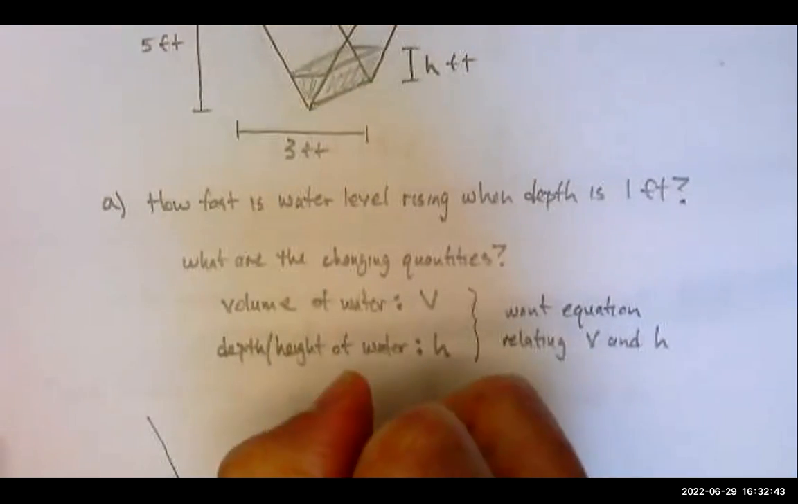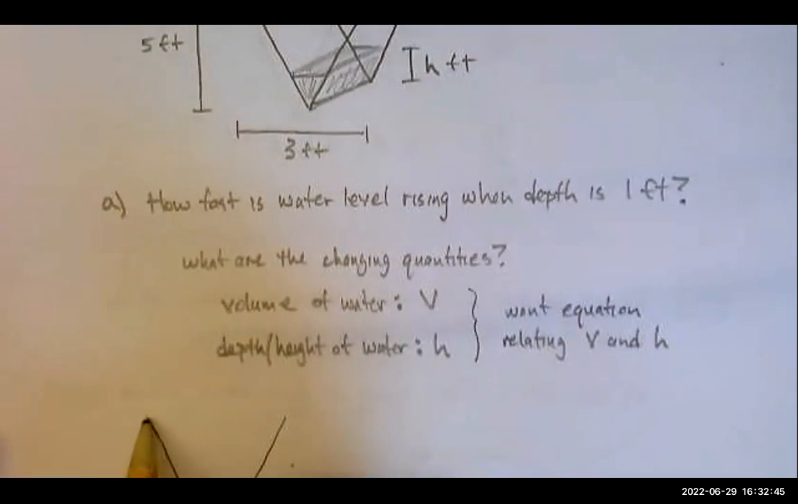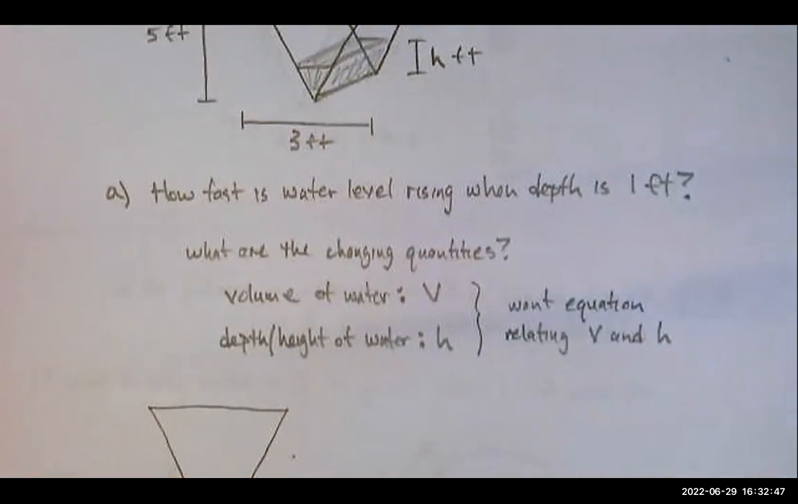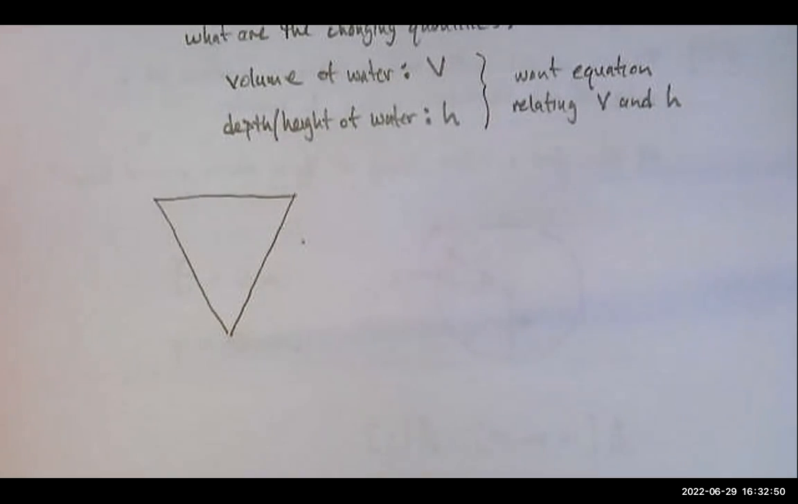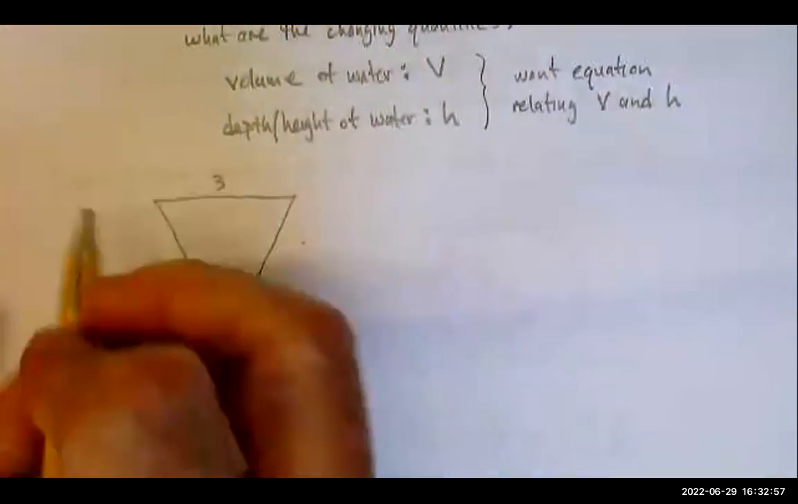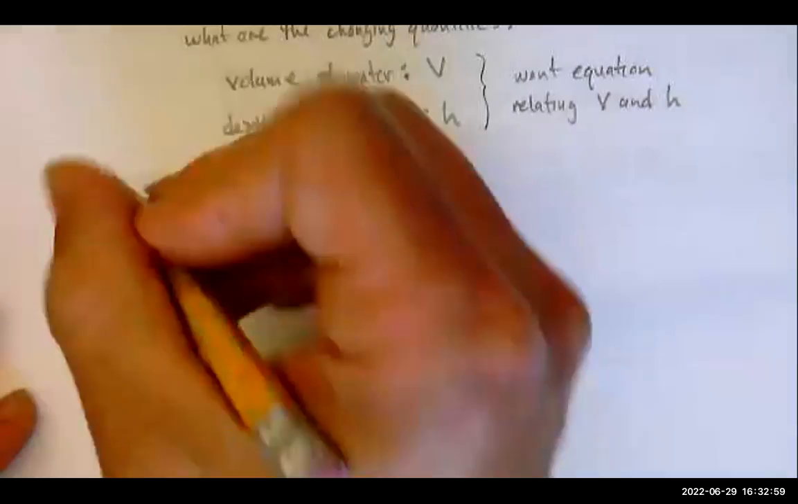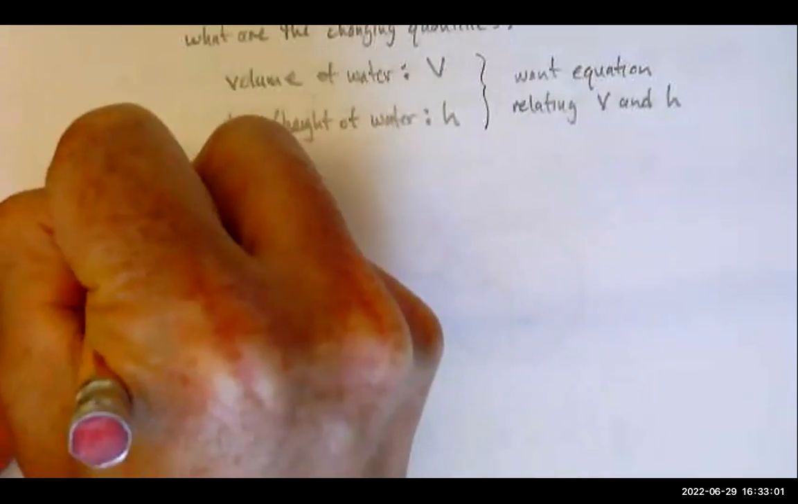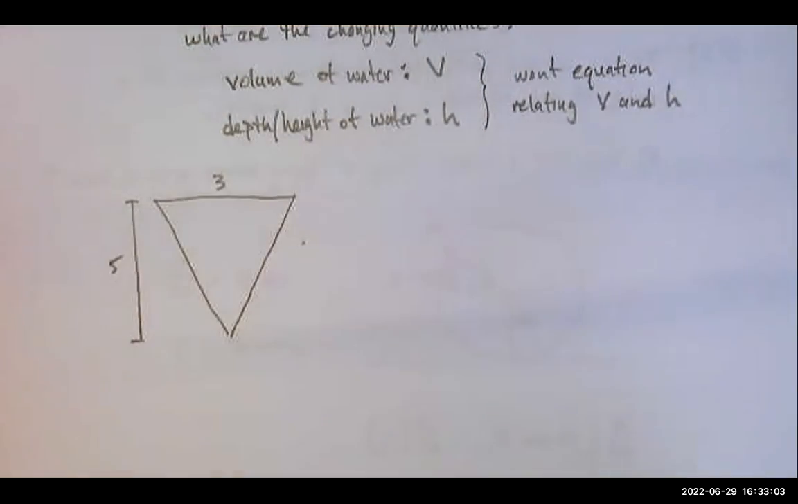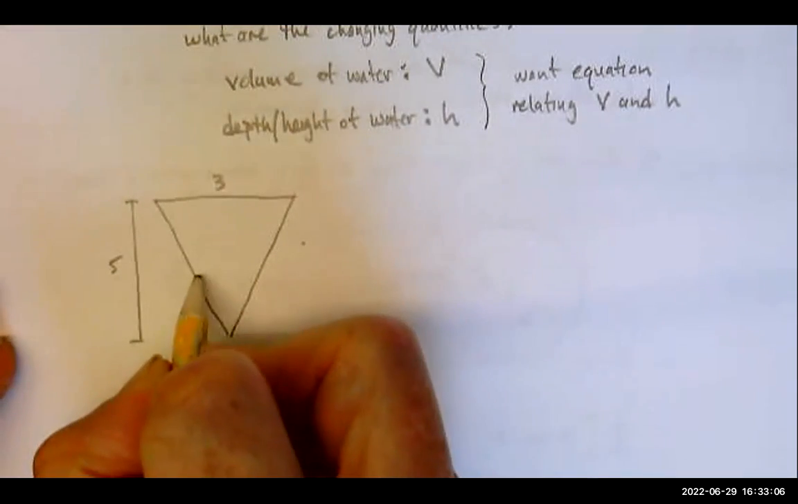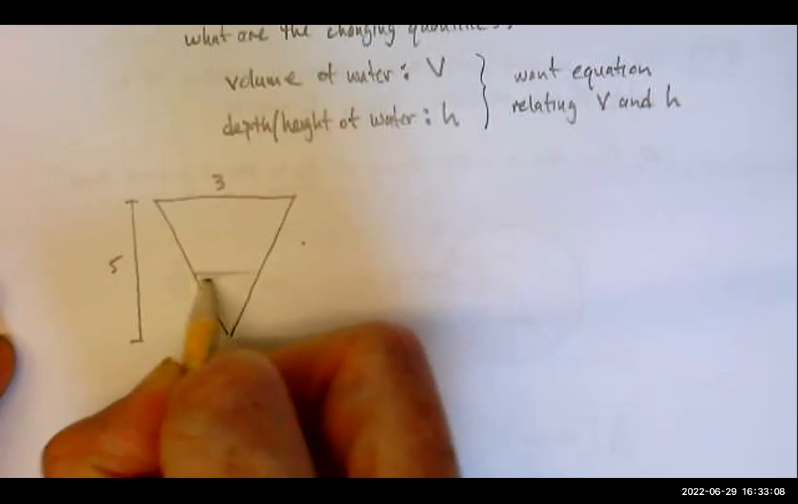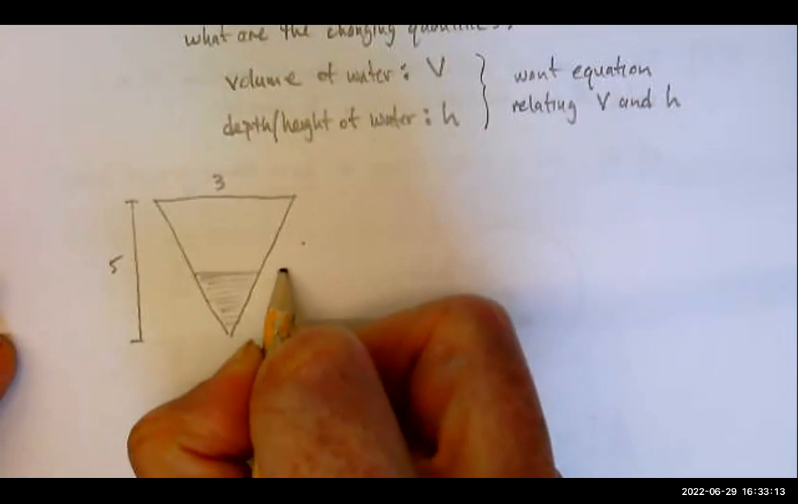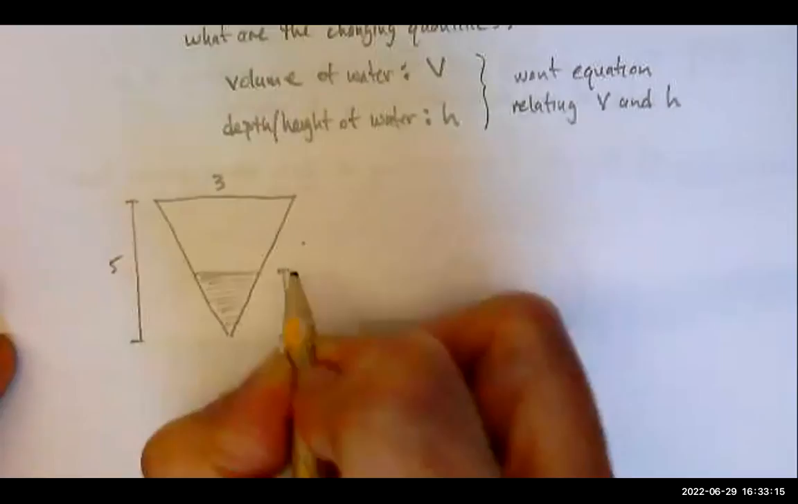Here's what we're going to do. Draw the front face of our trough. Some things we can label with constants, other things are variables. So we know it's 3 across the top. We know it's 5 this direction. For the trough itself, the water, let's maybe put the water level right here. We know this is changing, it's H.